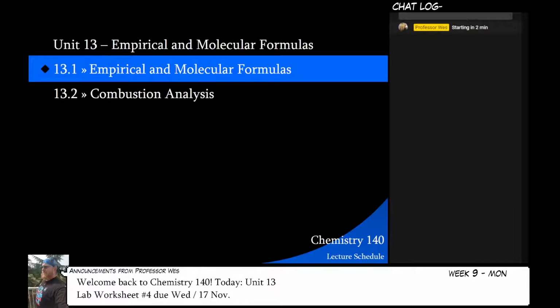Without further ado, let's start Unit 13. Unit 13 is basically the lab that you are doing right now, except we've already talked about how to do it, so this is going to be really easy. Let's go ahead and get started here.